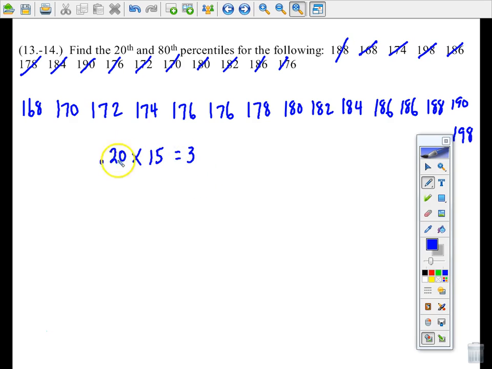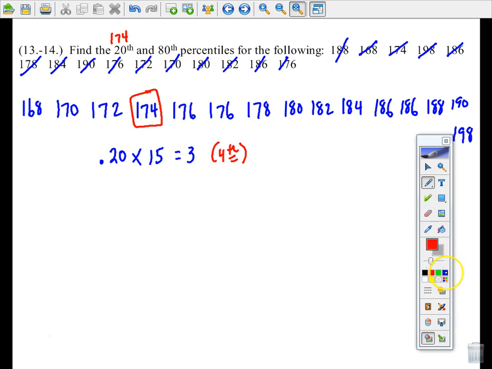Well, the number that's at the 20th percentile should be the number that's better than the first 3 numbers in our list. So you could look at it this way. You would basically just mark the 4th number in the list. So my answer for number 13, the 20th percentile, would be 174.